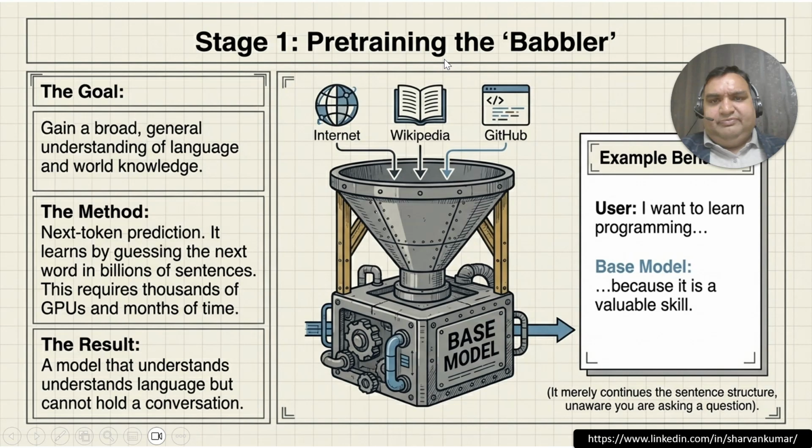The first stage is pre-training, the babbler, and this is basically what generates the base model, which has an understanding and knowledge of all the world. It is a general purpose model, and it is a very costly affair. It is done periodically, and the purpose is that the base model should be able to predict the next token by guessing the next word in billions of sentences. This requires thousands of GPUs and months of time. Finally, what we get is a model that understands the language, but it cannot hold a conversation.